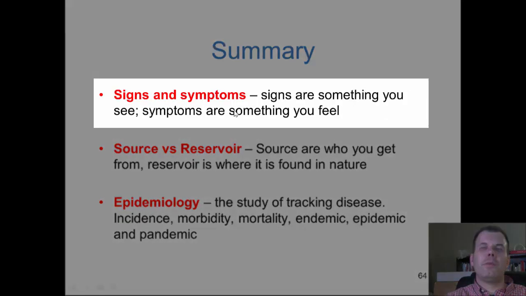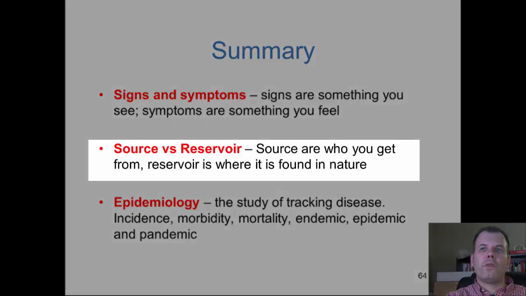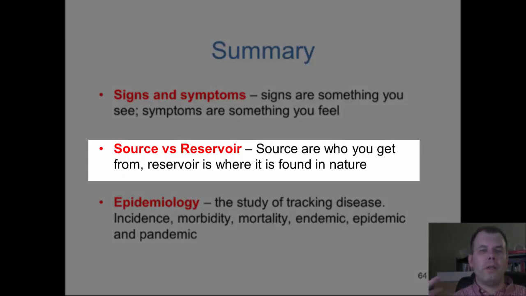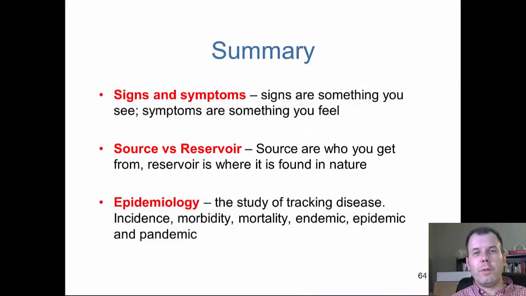Okay, the signs and symptoms. Remember, signs are something you see, symptoms are what you feel. So you see a sign, you feel a symptom. A source versus reservoir: a source is who you get it from. A reservoir is where it's found in nature. Typically when we get things from other people, that's the source. We got our cold from Susie down the floor, or someone else down the hallway. Whereas a reservoir is where these things are naturally located, in the swamps, in the soil, in the water, and then we drink it and get sick. That's how we get sick, because we got it from the reservoir where these things are found.